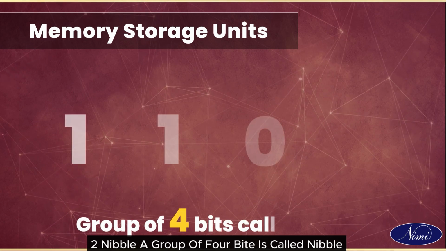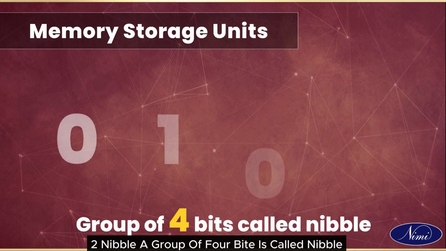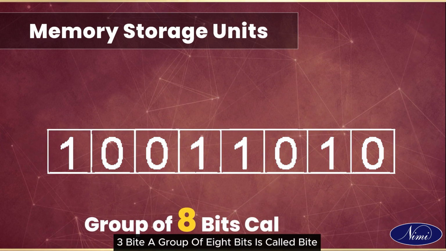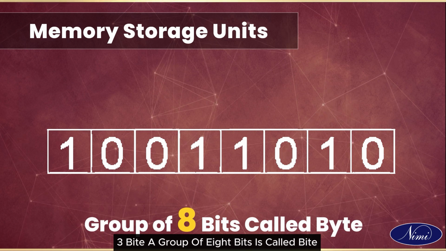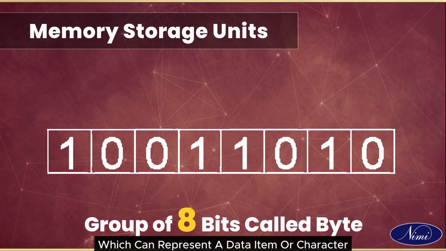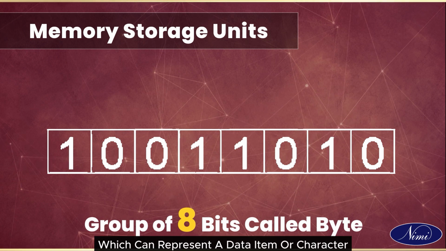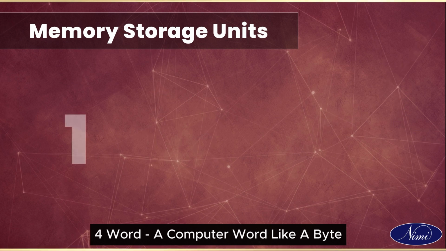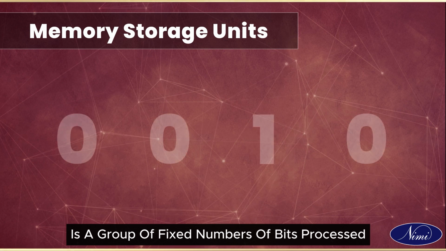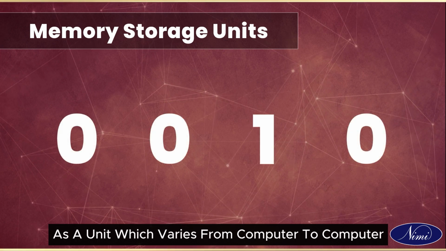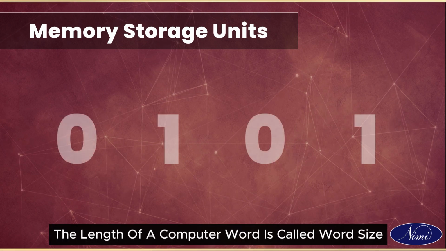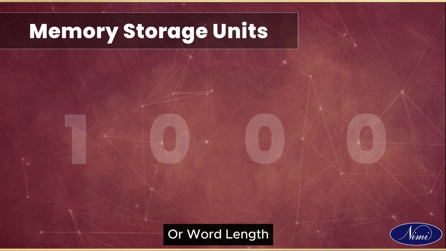2. Nibble. A group of 4 bits is called a nibble. 3. Byte. A group of 8 bits is called a byte. A byte is the smallest unit which can represent a data item or character. 4. Word. A computer word, like a byte, is a group of a fixed number of bits processed as a unit, which varies from computer to computer but is fixed for each computer. The length of a computer word is called word size or word length.